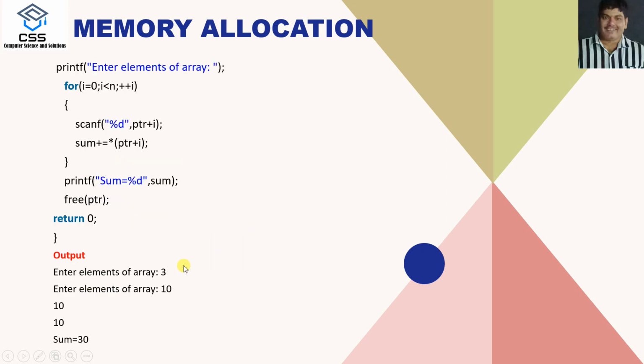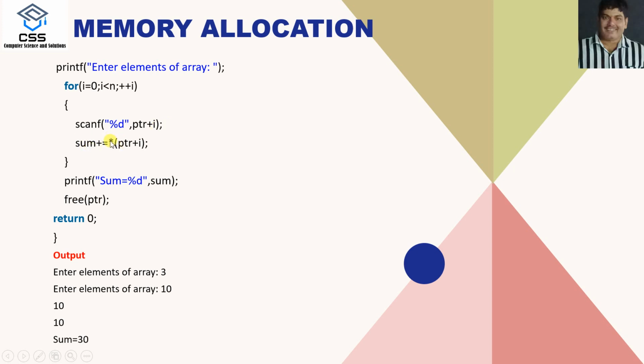Then what happens? We start entering the values. I's value is 0, n value is 2, 0 is less than 2, yes. The first location is ptr of plus I, meaning ptr plus 0. Why is the ampersand not required? At the time of execution, while inputting pointer values, it automatically points to the memory location, hence no ampersand is required. Suppose at ptr 0 we enter 10, sum has 0, 0 plus 10 is 10.